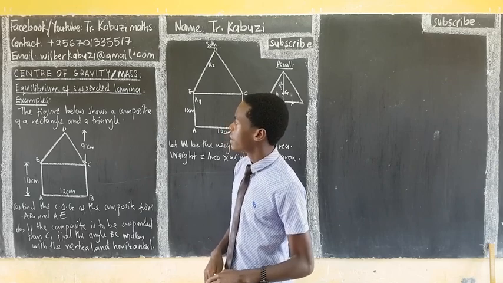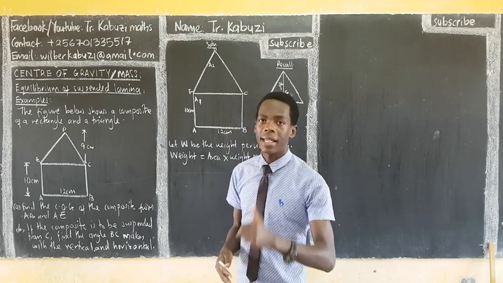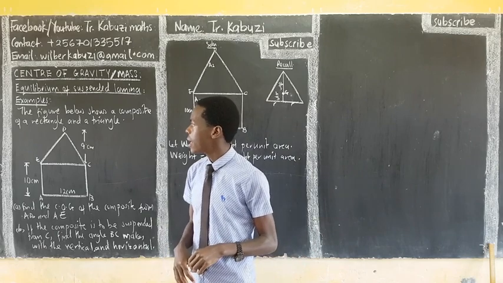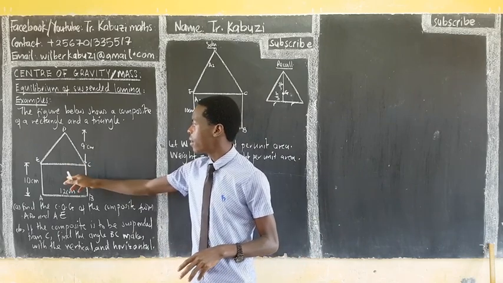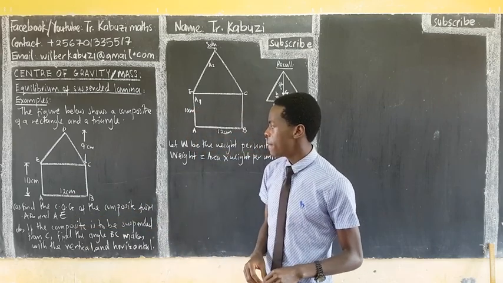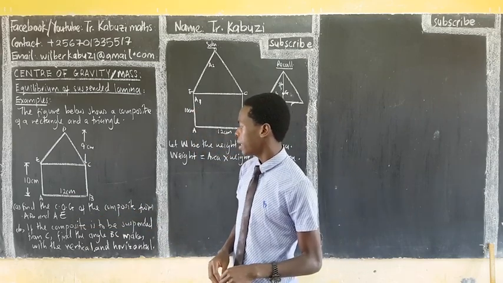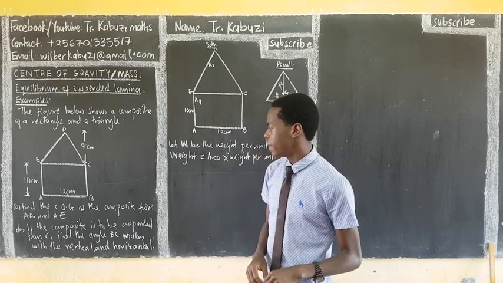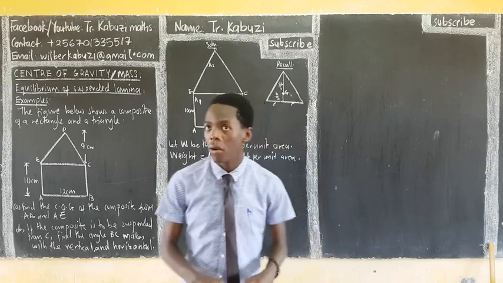So the figure below shows a composite. I think now we know what a composite is from previous lessons. It is made of a rectangle and a triangle, as you see. Find the center of gravity of the composite from AB and AE. If the composite is to be suspended from C, find the angle BC makes with the vertical and horizontal.